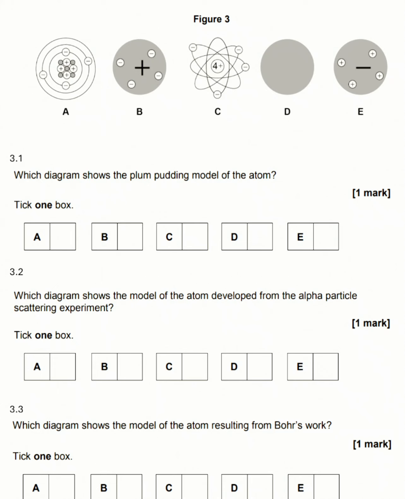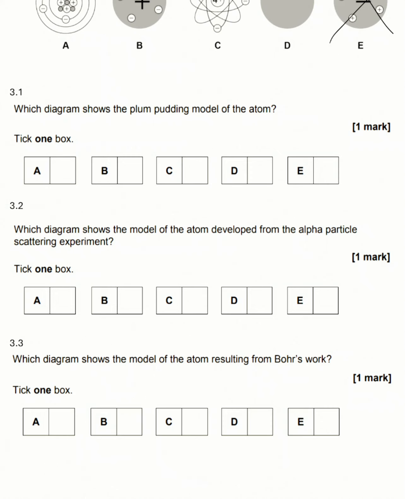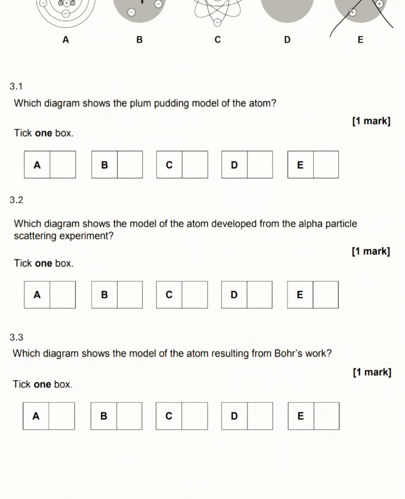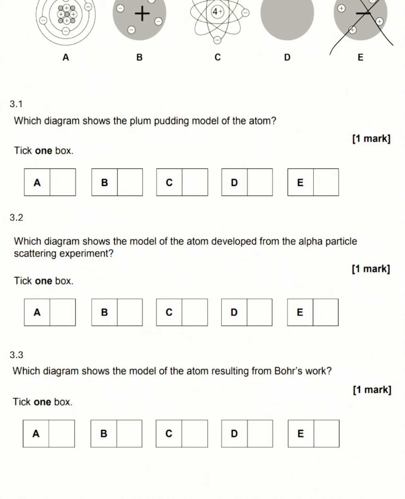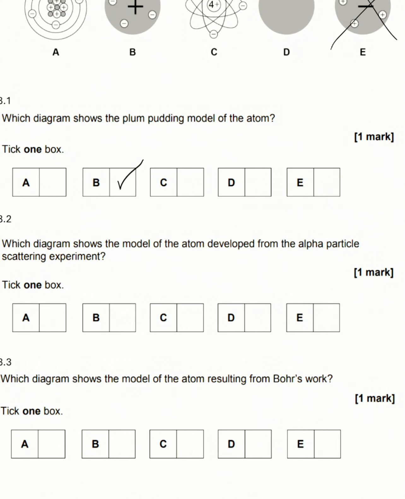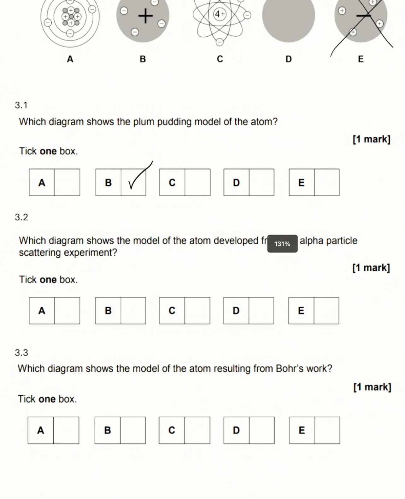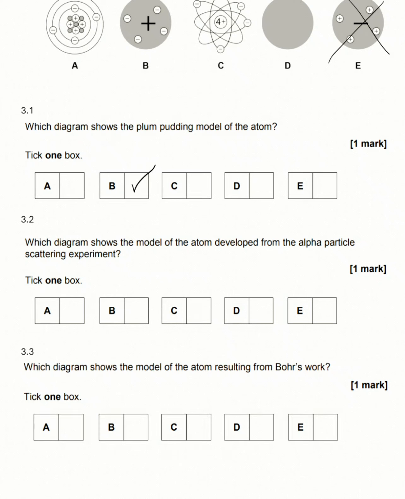D is the pre-existing model of just an atom with nothing below, and actually technically that's not on the spec, but that would be the Dalton model of the atom. And E doesn't exist. We can cross out E. E's nonsense. There's no such thing as E. So question 3, which one shows the plum pudding model? So the one showing the plum pudding model is going to be B. People might be tempted to put E because they put that there as a distractor, but it's not, because electrons, of course, aren't positive, they are negative.